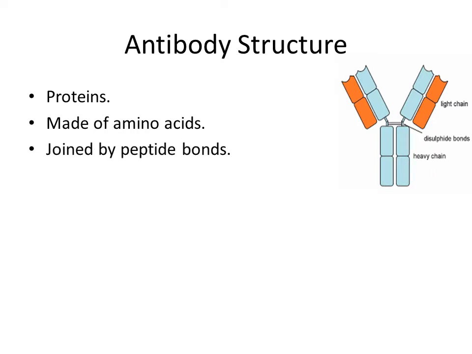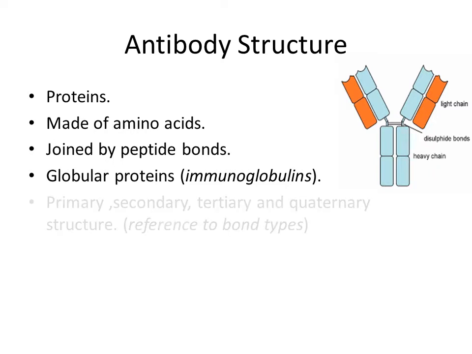The amino acids are joined by peptide bonds, and the proteins themselves belong to the group of globular proteins, and the name itself is an indication of that, because antibodies are also known as immunoglobulins, and that tells you that they are globular proteins, which therefore means that you already know something about them. You'll know that they are biologically active, they're also soluble. They'll also probably have quite a lot of alpha helix in their secondary structure.